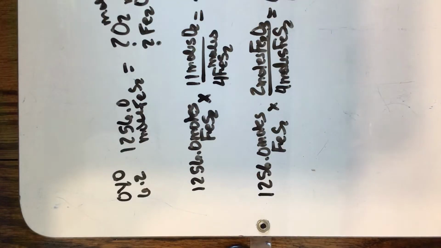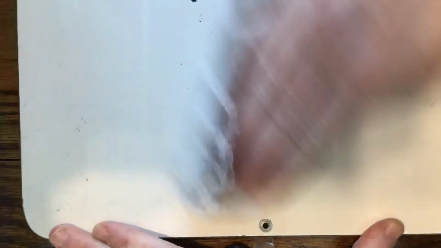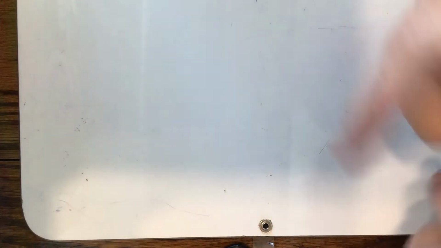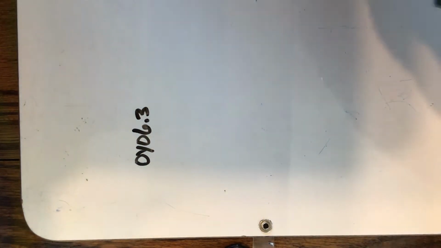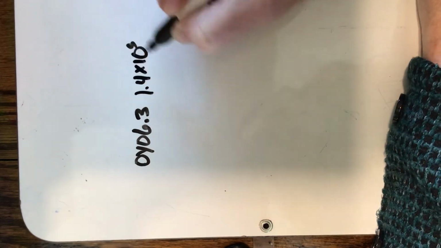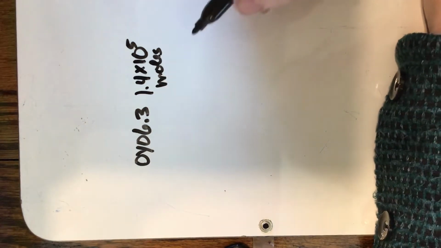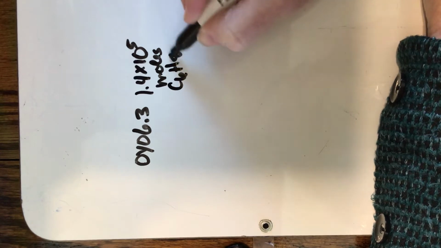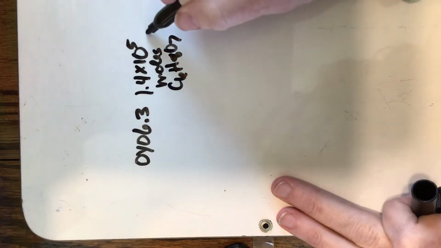So that is the first example, on your own 6-2. Now, on your own 6-3 is next. On your own 6-3, we had this citric acid recipe, and we were starting with 1.4 times 10 to the 5th moles of citric acid, okay? That was the C6H8O7. And we wanted to know the minimum amount of the reactants needed.